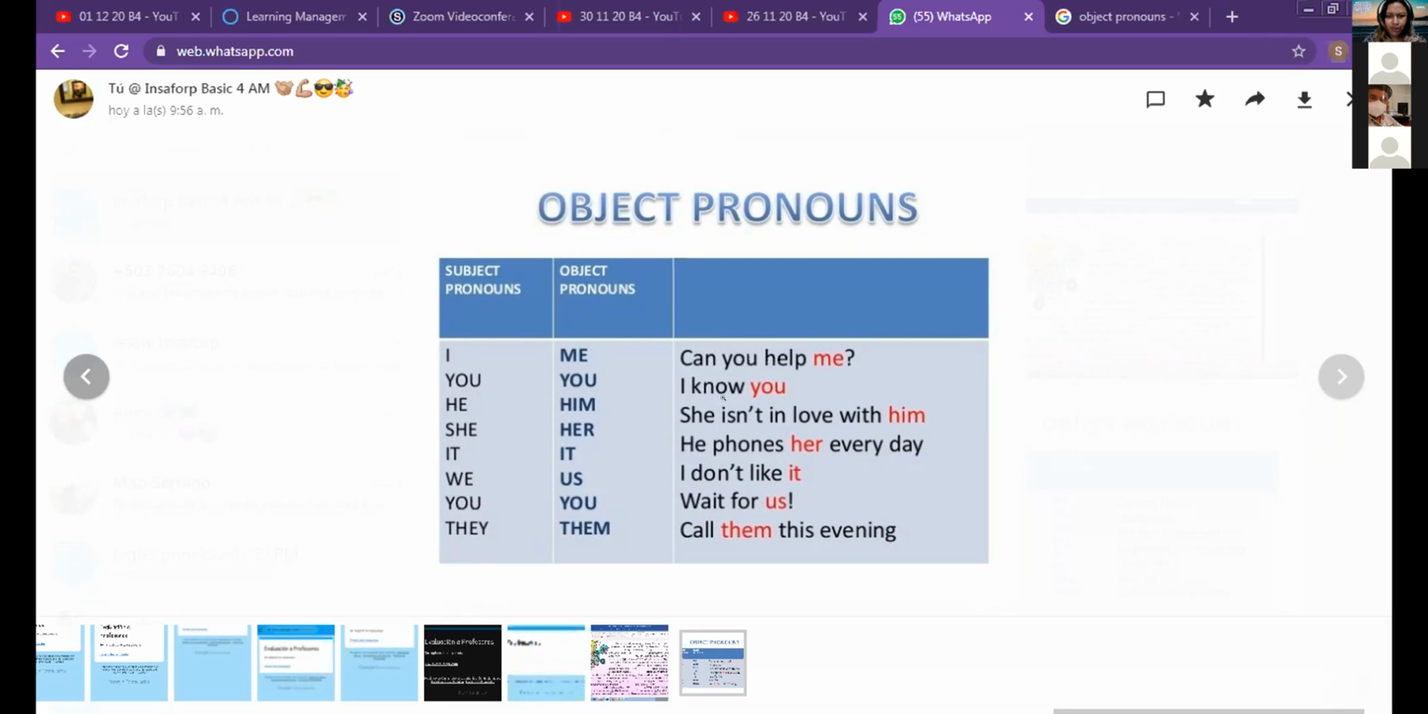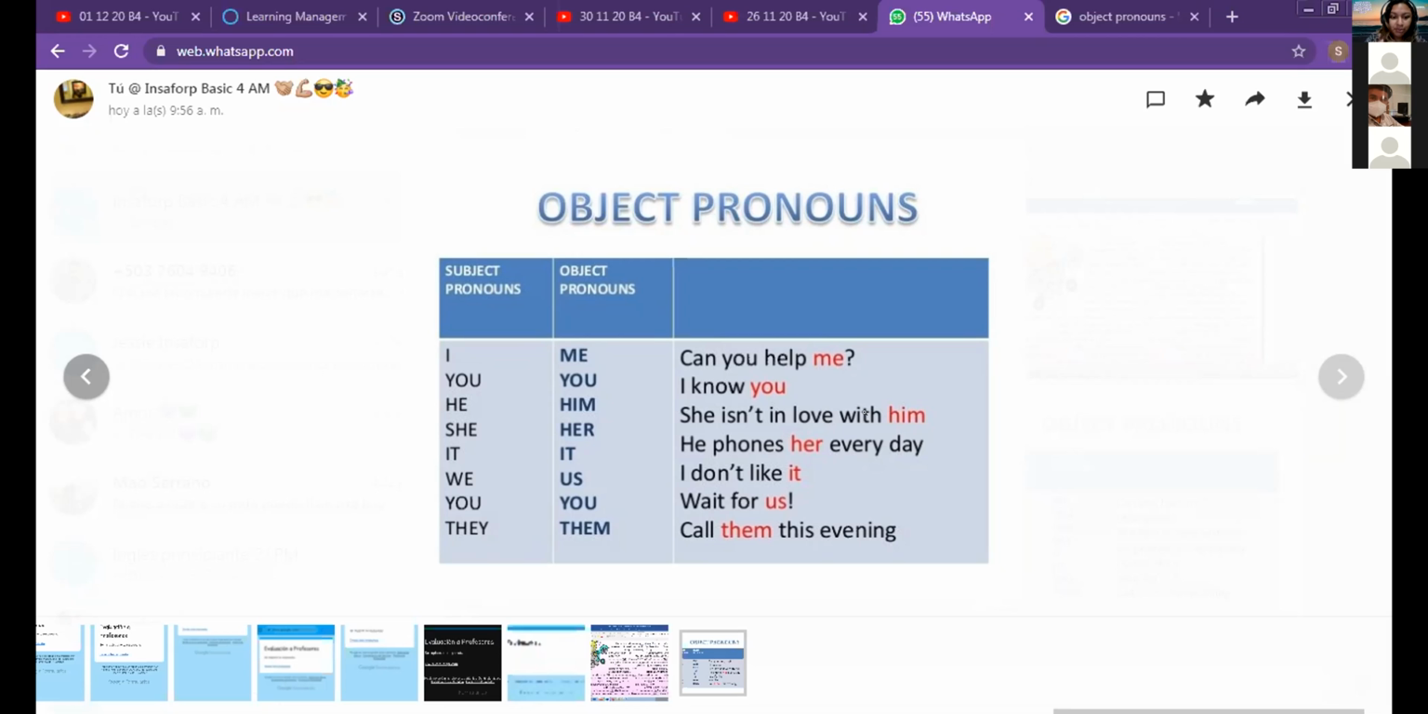The next one. I know you. What is the verb? Know. Right. I'm using a verb, so I have to use an object pronoun. The next one. She isn't in love with him. With is not a verb. So why am I using an object pronoun? Well, object pronouns I have to use with prepositions and with action verbs.